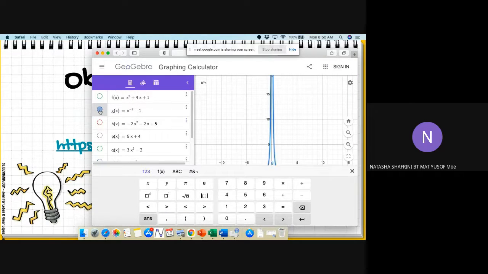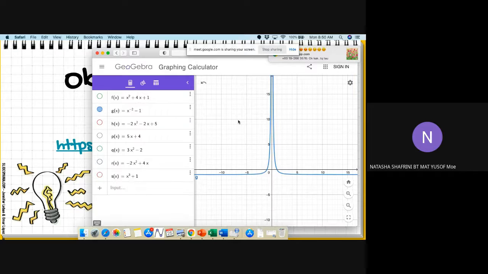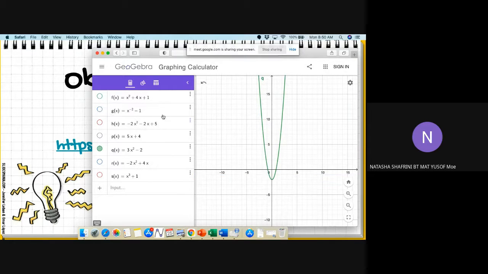Yang tadi, yang the second one, kenapa kita kata dia bukan quadratic expression? Apa reason? Same reason because the power of X is not equal to 2. Okay, kita punya power X adalah negative 2. Okay, next. Okay, the next graph. Okay, ini quadratic expression. Okay, what is the value of A?